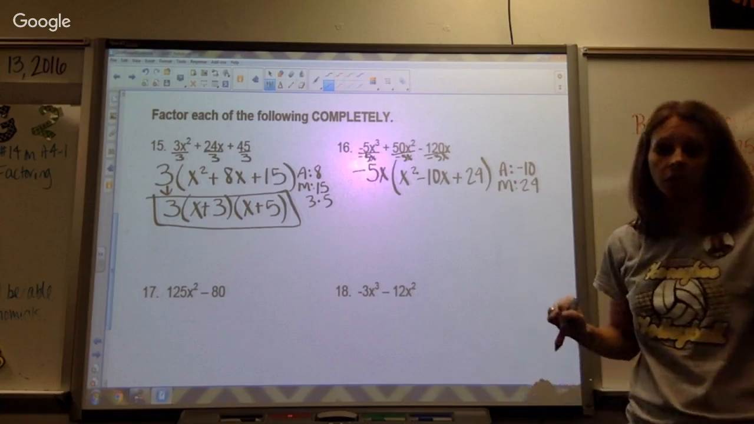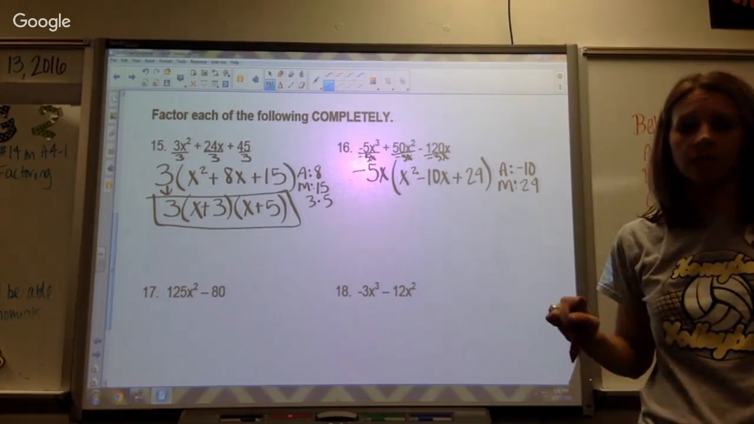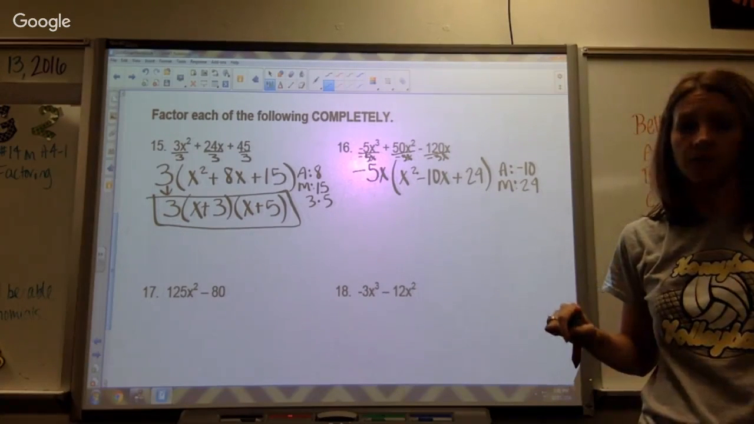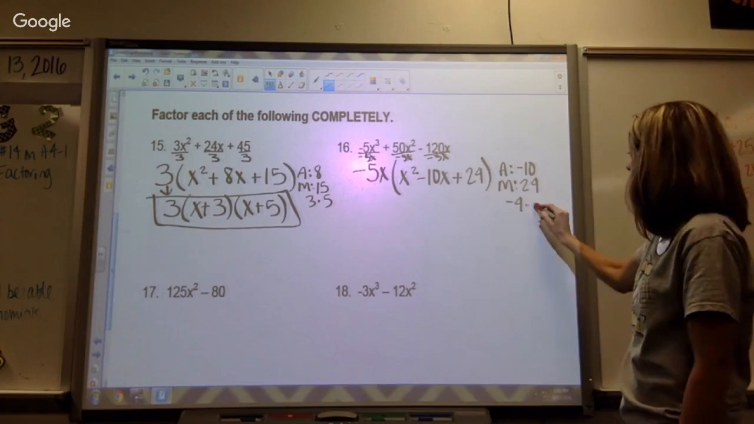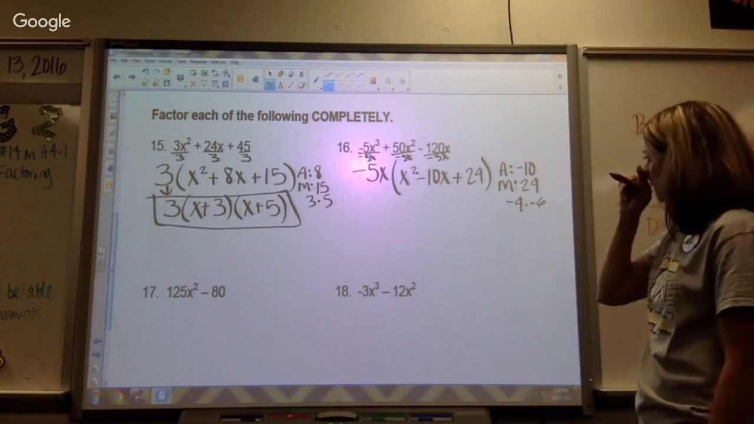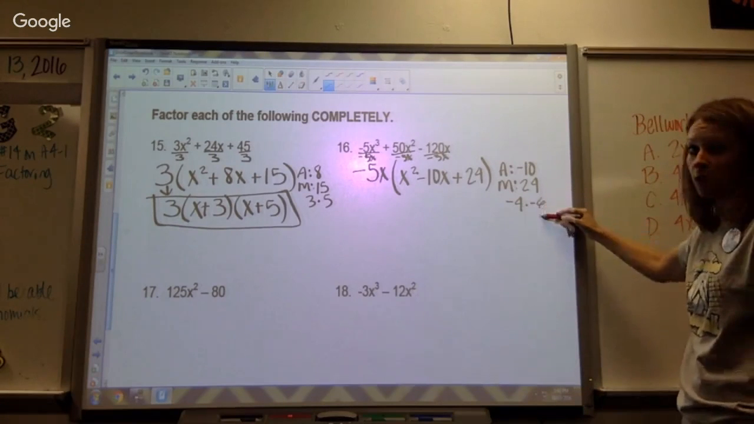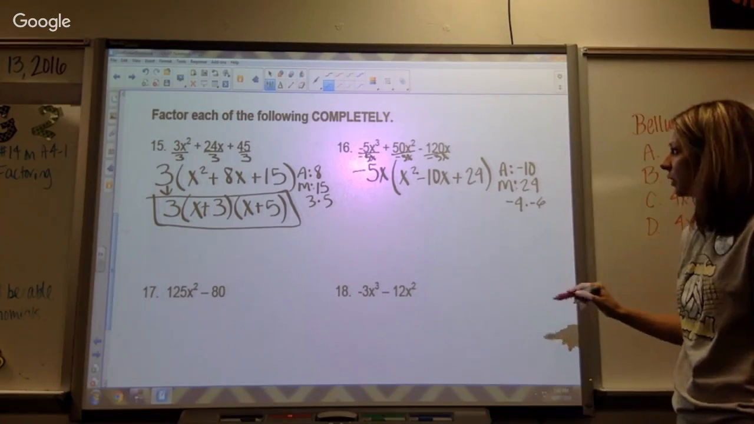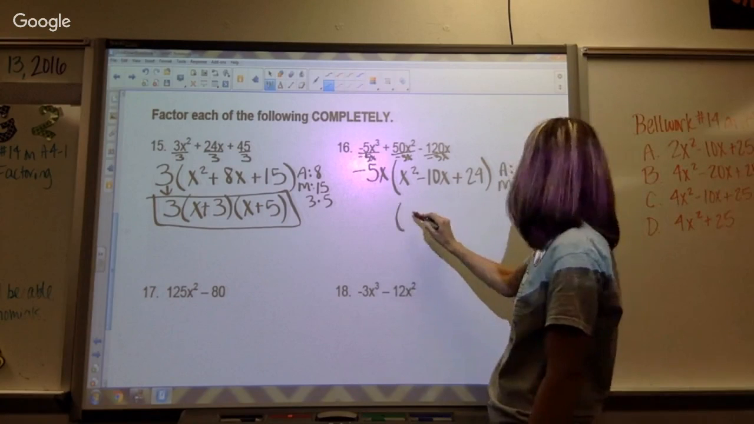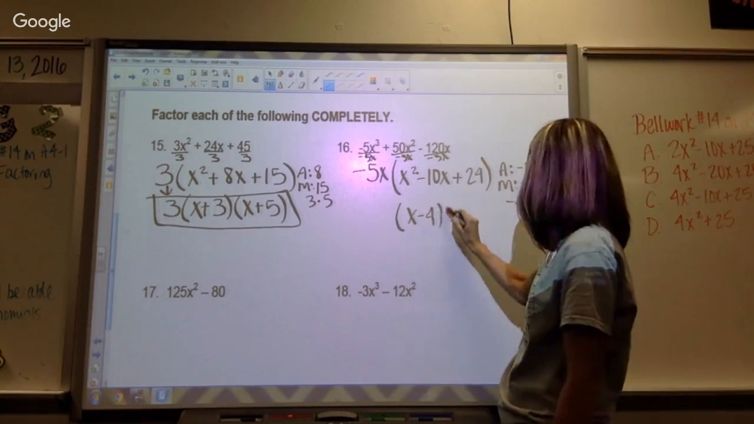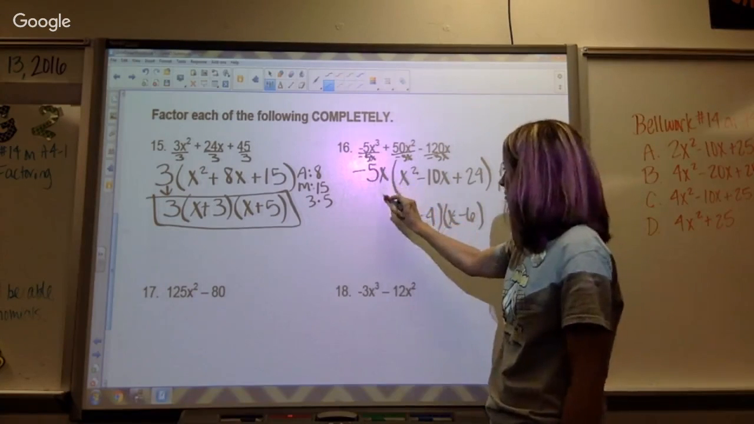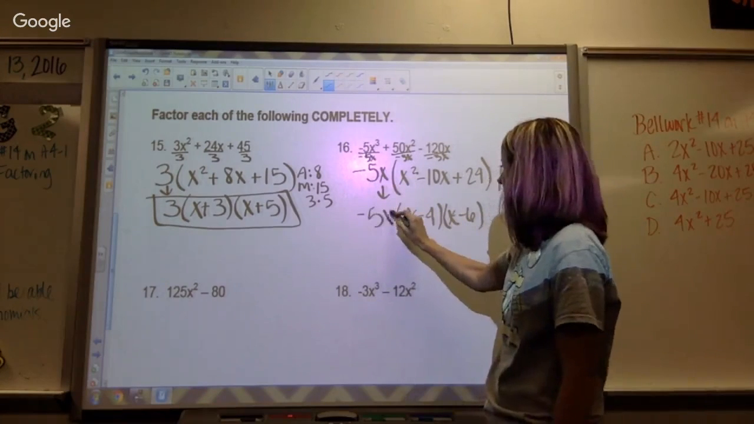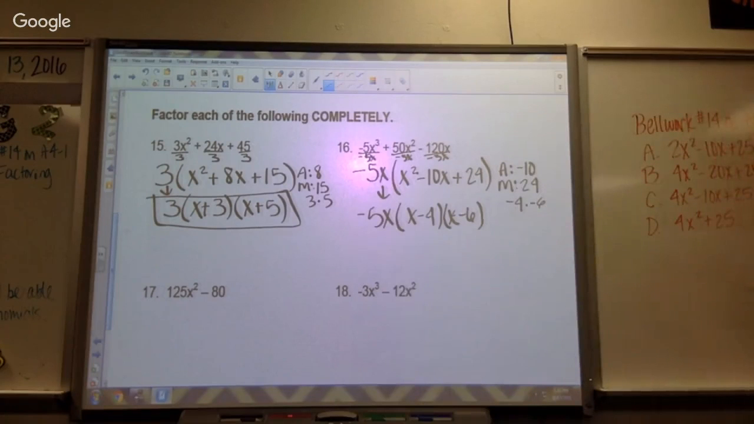We went over this earlier. If you're adding to get a negative, multiplying to get a positive, they both would have to be negative. So that would be negative 4 and negative 6. If you can't figure it out, just write all the multiples of 24. Make sure to remember to bring down that GCF, the negative 5x that you took out at the beginning.